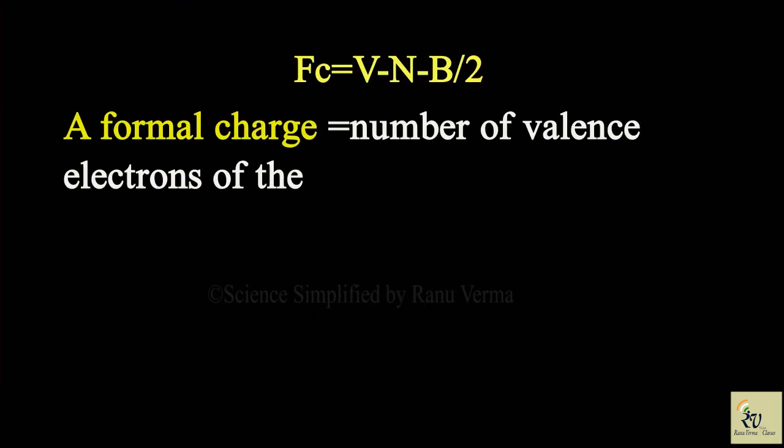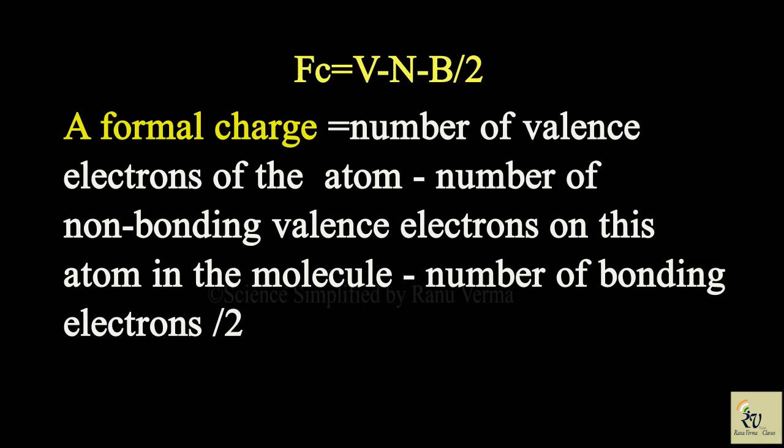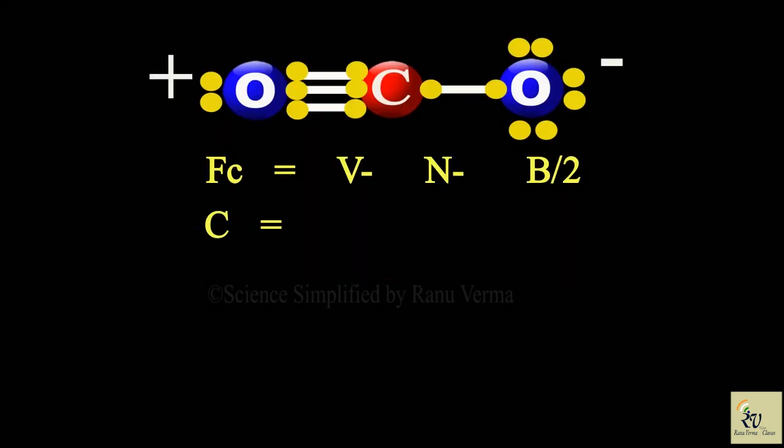Now the formal charge formula is: formal charge equals valence electrons minus non-bonding valence electrons minus bonding electrons, meaning the electrons which are utilized in making bonds, divided by 2. I am talking about the second structure. Carbon, total valence electrons is 4. Non-bonding valence electrons is 0. You cannot see any dots over the carbon now. Every electron is utilized in bond formation, so there are no non-bonding valence electrons, and bonding electrons are 8. 4 minus 0 minus 8 upon 2 equals 0. So there is no charge on the carbon atom.